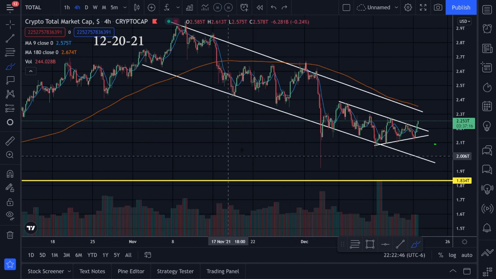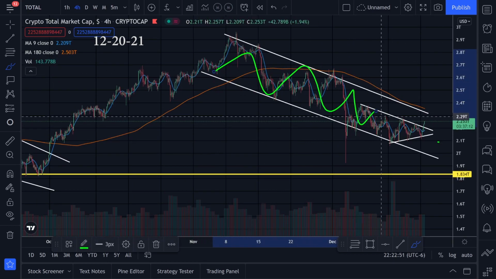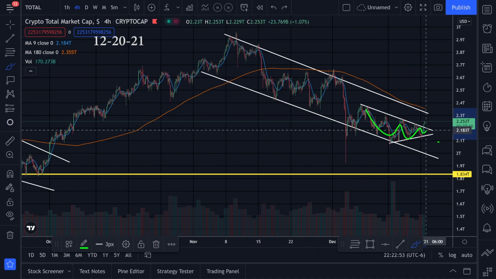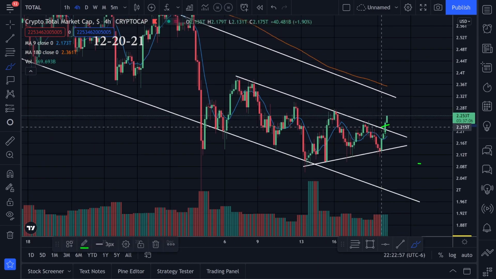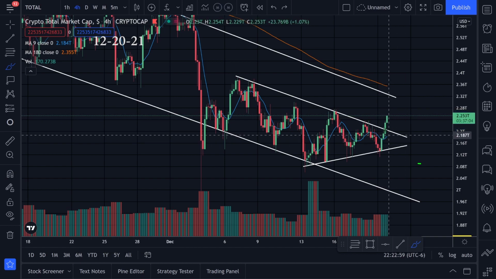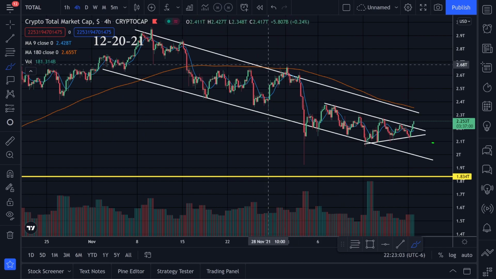If we jump over to the total crypto market cap, the other thing we're looking at is this big channel pattern moving to the downside. We're also in this little triangle pattern right here. We actually broke that channel pattern going to the upside. So this is probably a good thing for the total crypto market cap or all the coins in general. Let's see what happens when we come into this trend line right here.